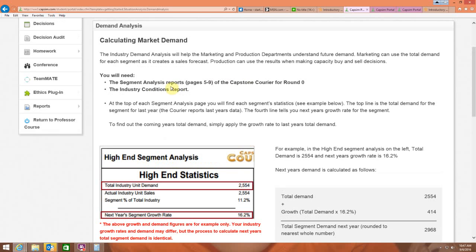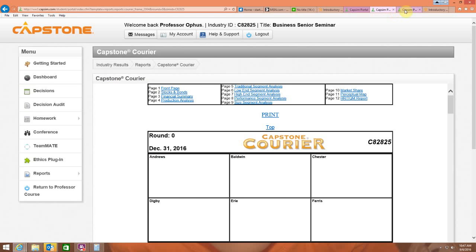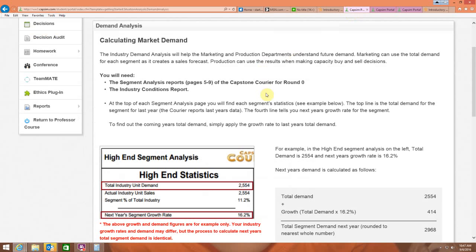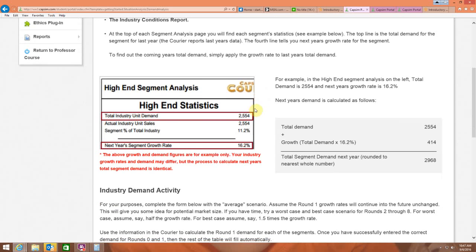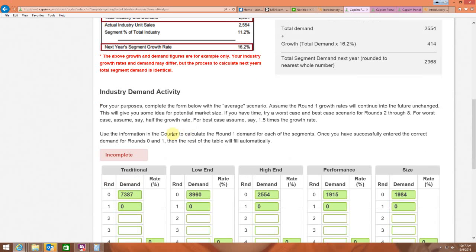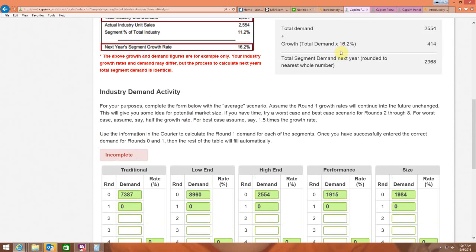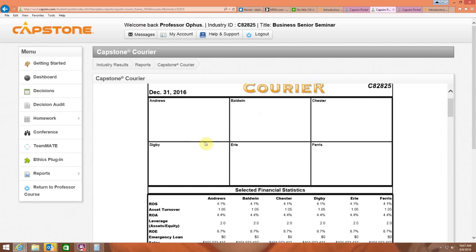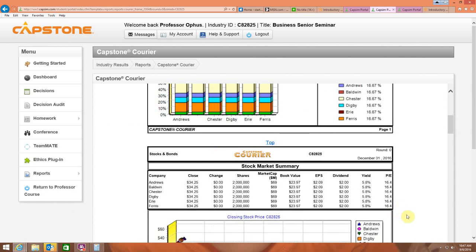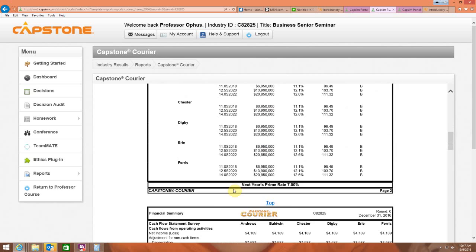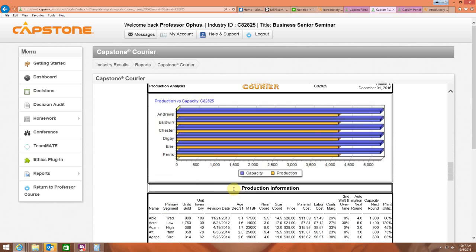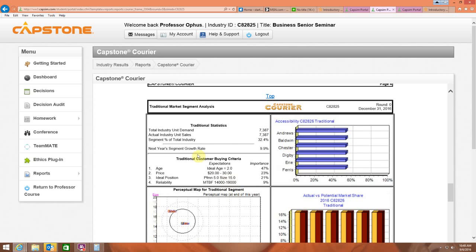I think it's going to ask us the segment analysis reports, pages 5 through 9 of the Capstone Courier for round 0, and we're also going to need the industry conditions report. So those are the two things that we've opened up there. What we're going to do here is a little bit of math, and let's start with the traditional. In round 0, I'm going to scroll down to this segment analysis, and here's the traditional.